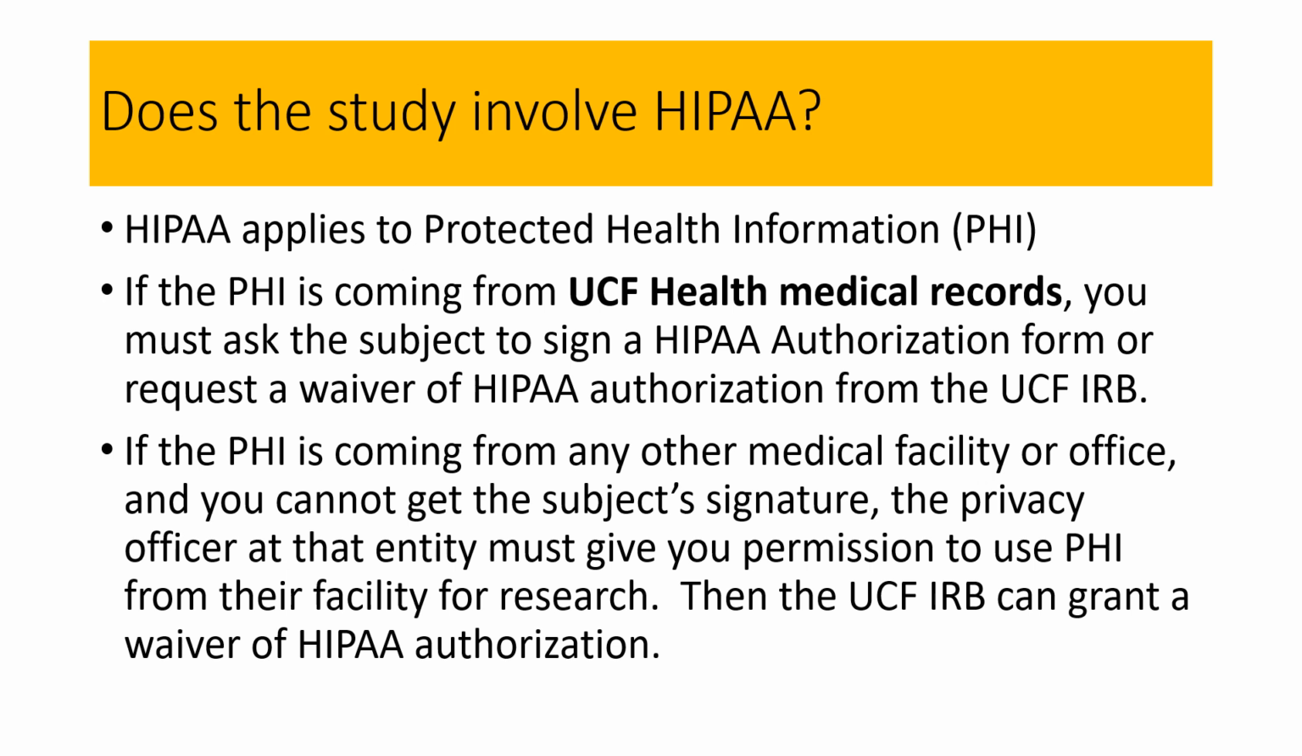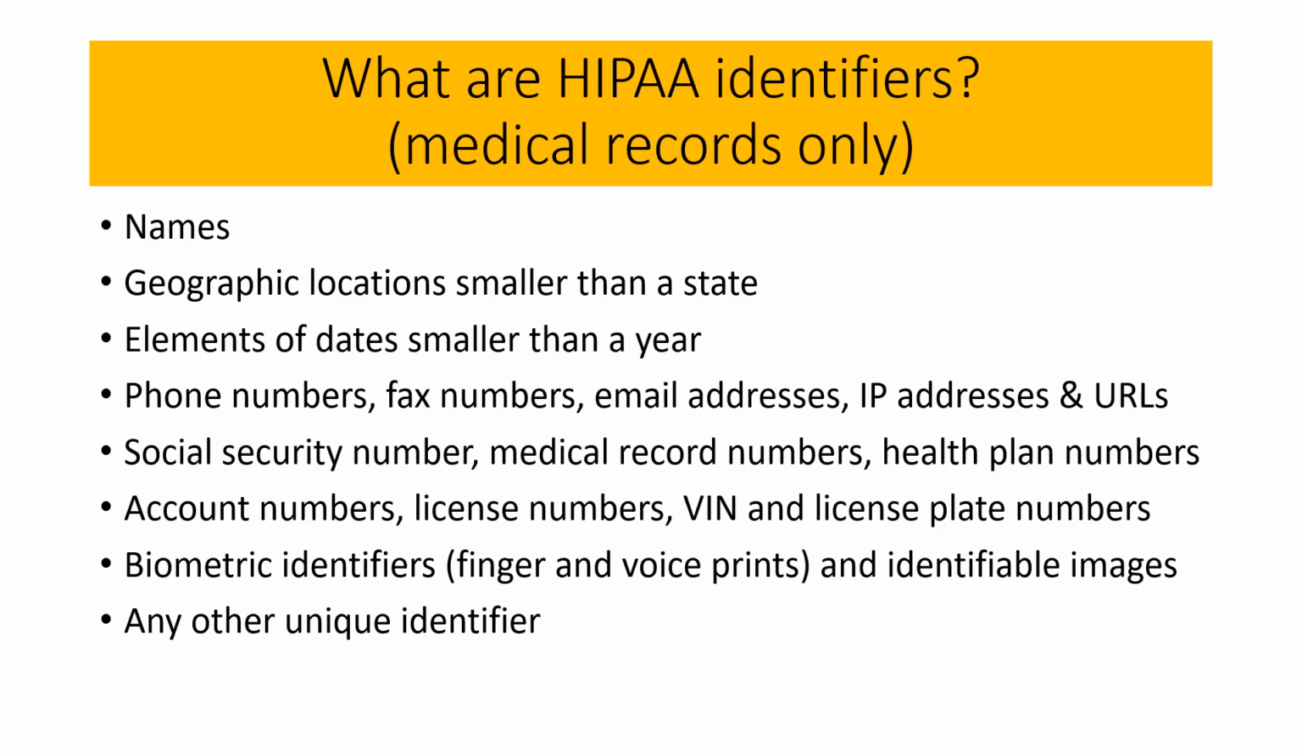Remember, if you're recording identifiers, this cannot be reviewed as exempt review. The study must be submitted for expedited or full board review for UCF IRB to grant a waiver of HIPAA authorization. There is often confusion about what is protected health information and what identifiers fall under PHI.